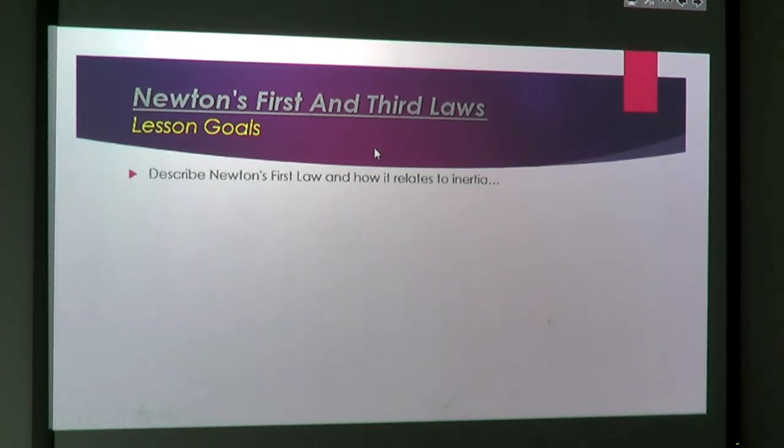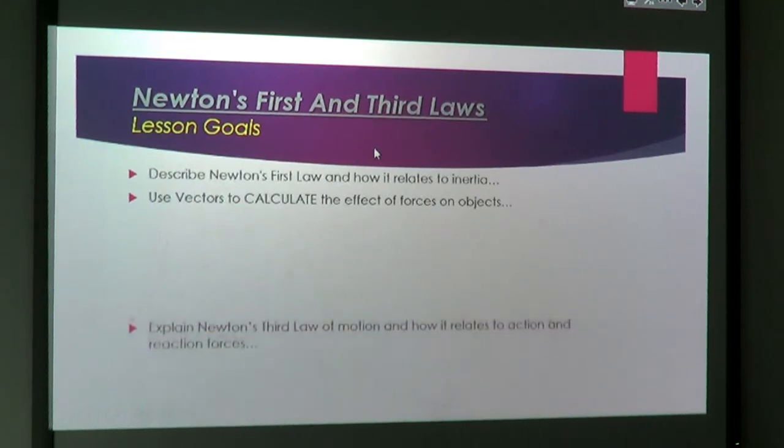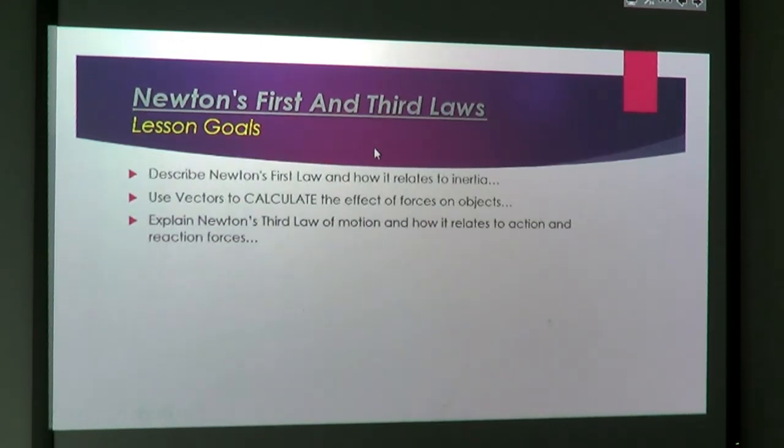It's not the same. Use vectors, and now we're going to use a little bit of math to calculate the effect of force on an object, a specific net force. What is that? So we're going to review that today too. And explain Newton's third law and how it relates to action and reaction forces. That's going to be the first part of the class.